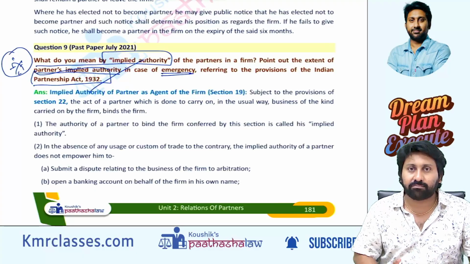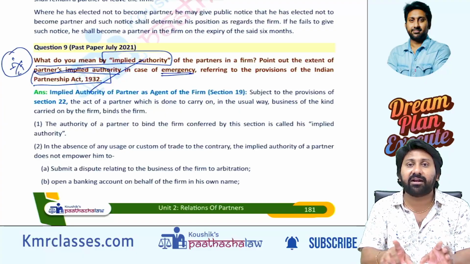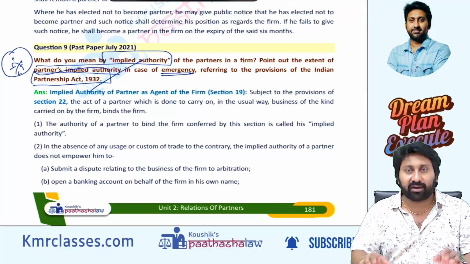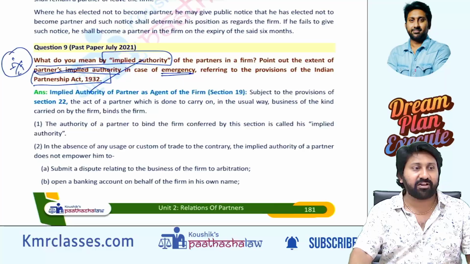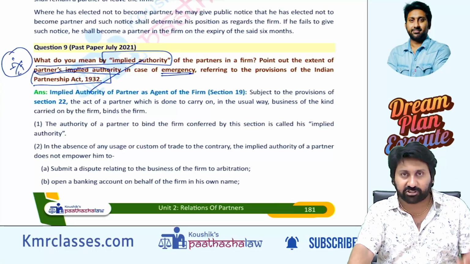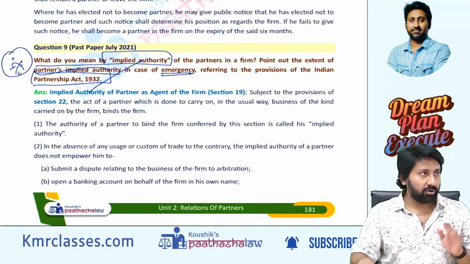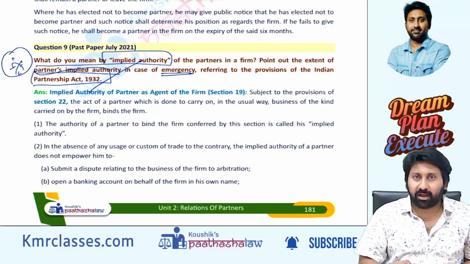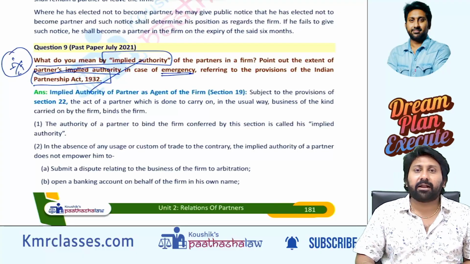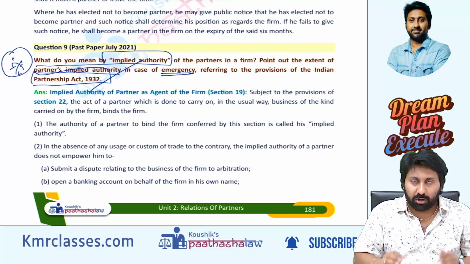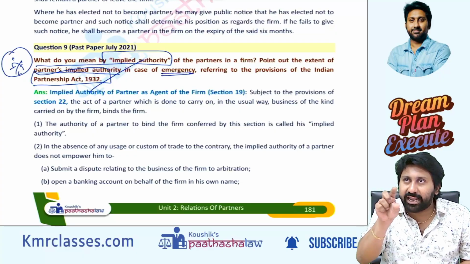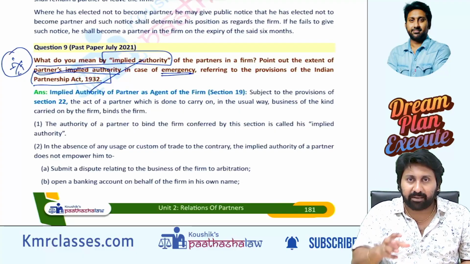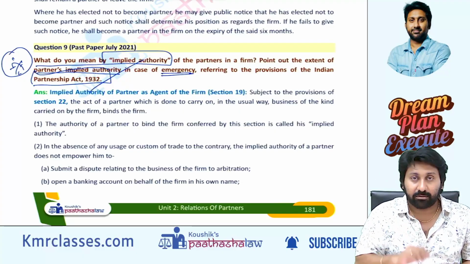If a question comes on implied authority and the rights and powers of a partner, and if any section comes, how to react, let us try to understand. Let us see what all the implied authorities of a partner are. Implied authority is a concept where, depending on the nature of business, the partners will get some powers.